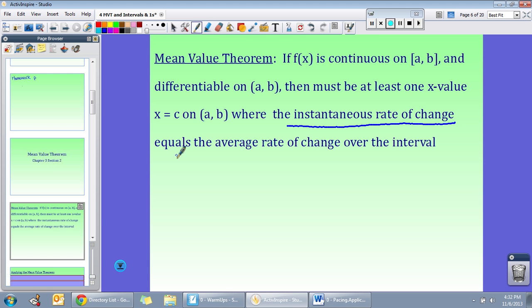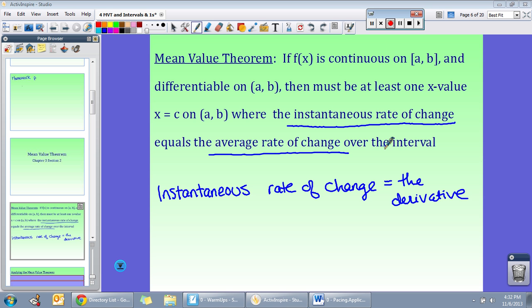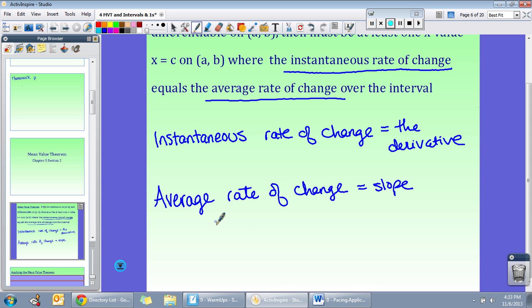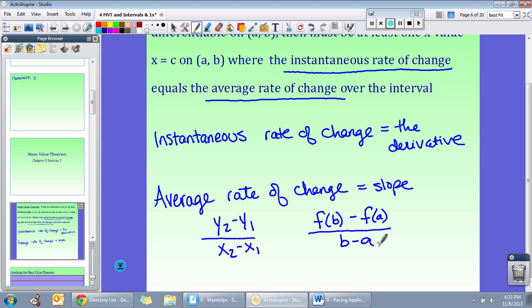What is instantaneous rate of change, and what's the average rate of change? The instantaneous rate of change equals the derivative. The average rate of change equals the slope. So usually we use the y2 minus y1 over x2 minus x1 formula. But it might be easier to think about it as f of b minus f of a over b minus a. We're just calculating y values and plugging them in over x values.